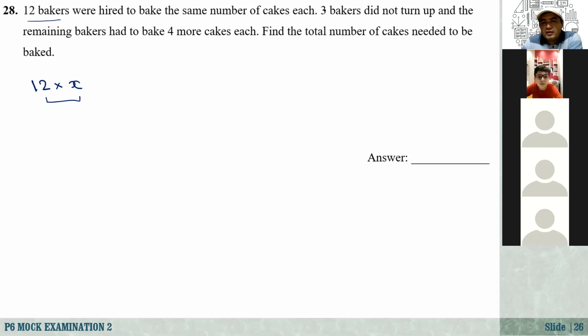Now it says that 3 bakers didn't turn up. So they were supposed to bake the same number of cakes, but instead of 12 bakers, now we have 3 less. And the remaining bakers had to bake 4 more cakes each. Previously they had to bake X, but now they have to bake X plus 4 cakes. The question is, find the total number of cakes needed to be baked. So the total number is N. Let's say we have to find N. Aydın, do you understand?